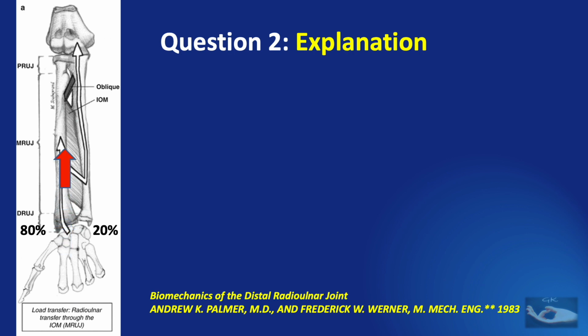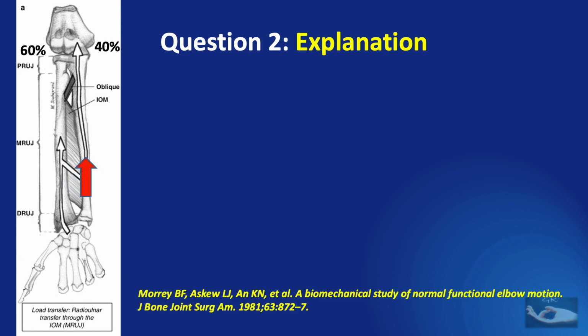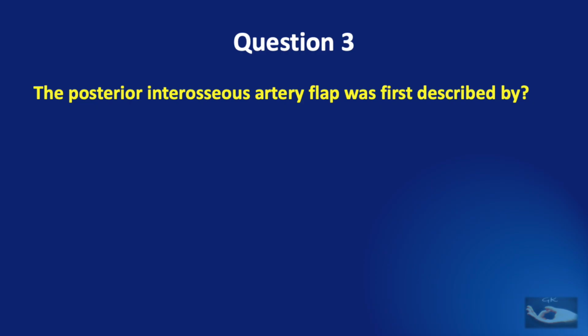The load is then transmitted along the lower end of the radius, then obliquely across the interosseous membrane, and then through the proximal part of the ulna to reach the elbow joint. At the elbow joint, the radiocapitellar joint transmits about 60% of the load, and the humero-ulnar joint transmits about 40% of the load. Question number 3.